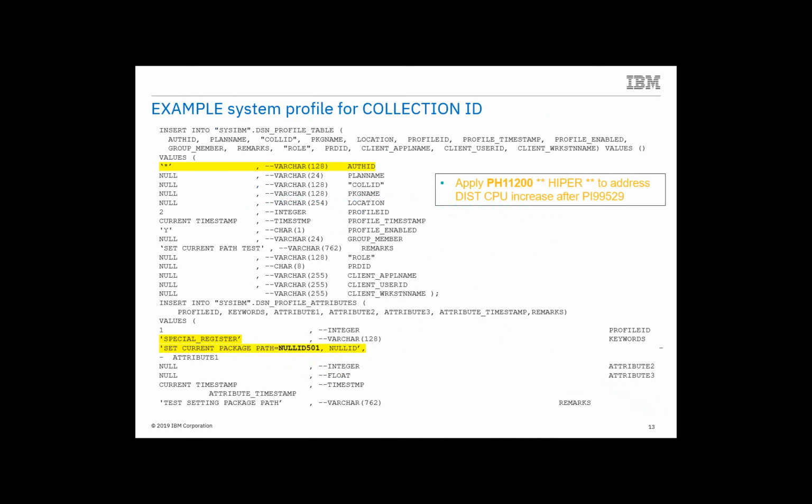Here's an example of them setting it for the collection ID. So this includes all the variables, meaning all the columns in the profile tables. But if I set the auth ID to wildcard, meaning everything coming in, and down below I set the special register current package path to null ID 501, that means everybody coming in is now going to point to my 501 collection, which should be exploiting, right, version 12 function level 501. So obviously, if this is the down level guys, you're going to point everybody to the null ID, and then those applications, or through a profile, I can set up to be up level to utilize these new feature functions, the new packages.